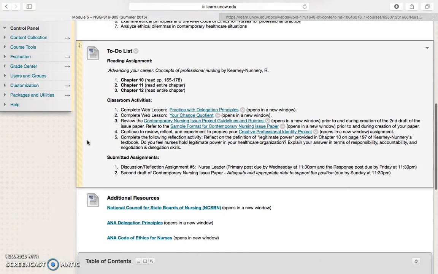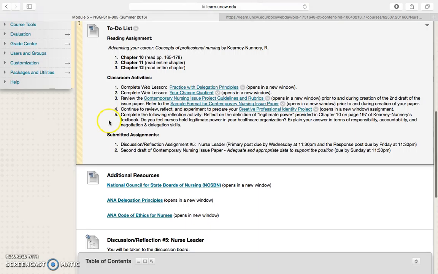Let's head down to our to-do list here. As usual, you do have reading assignments that we would like for you to complete. Those reading assignments will directly affect and be related to your discussion board question this week, as well as help your learning this week and for the future of the course. Now, with regard to classroom activities, we do have a couple of web lessons that we would like for you to complete that focus on the objectives for this week.